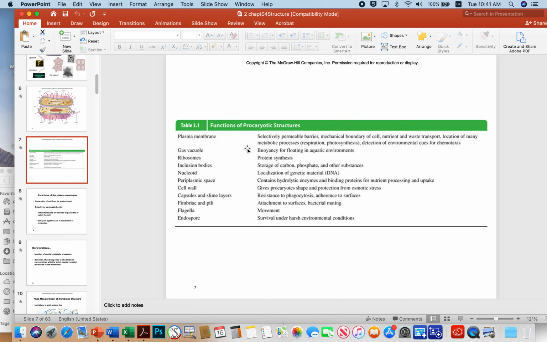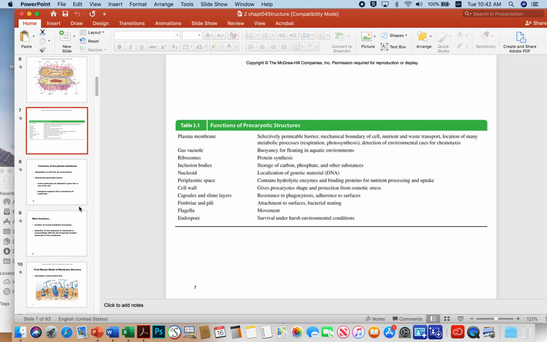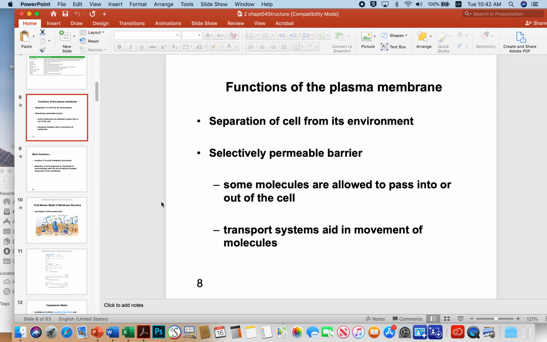A lot of aquatic microbes, especially aquatic photosynthetic microbes, might want to be buoyant rather than sinking to the dark layers of the ocean. They would want to be buoyant so they can stay up in the light. So they may have gas vacuoles, for example. One thing I'll talk about later, endospores that some microbes produce to allow them to survive harsh environmental conditions. And again, I'll talk about that in more detail.